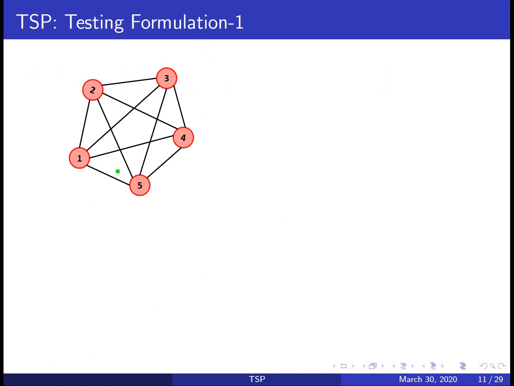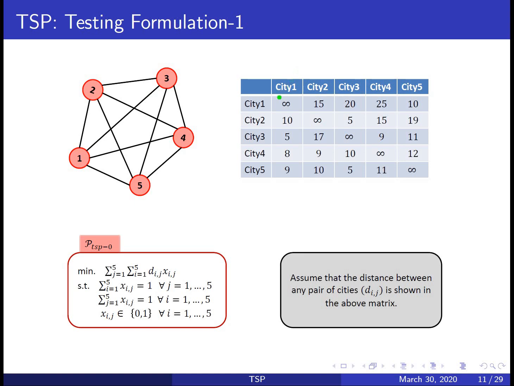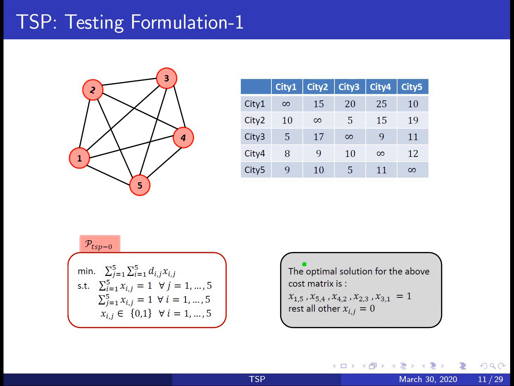In this example, we have 5 cities, and here is the corresponding distance data between every pair. For example, distance from city 1 to city 2 is 15 kilometers. From city 1 to city 3 is 20 kilometers, so on and so forth. Similarly, from city 2 to city 3, it is 5 kilometers, and so on and so forth. And let us solve this formulation using any commercial solver like CPLEX or Gurobi. Even linear programming solvers can solve it. And when I solve this problem, this is the optimal solution that I got.